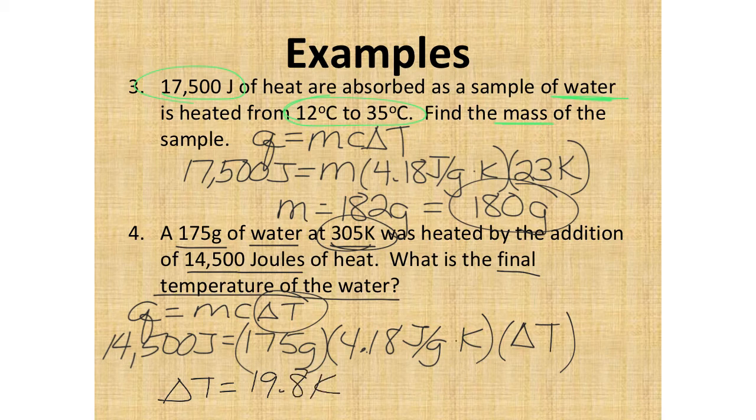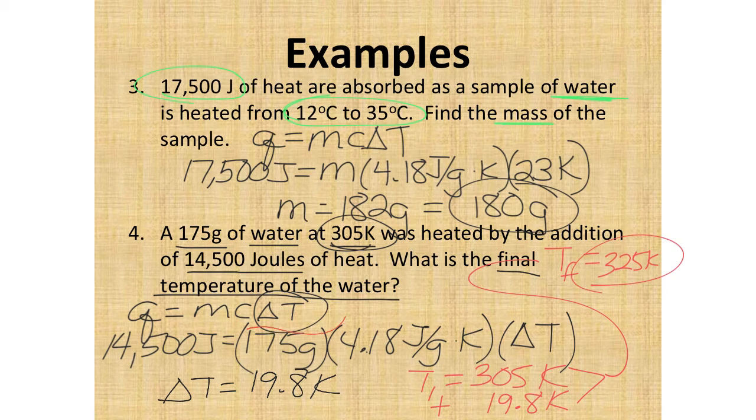So we put that all into our calculator, and that gives us a change in temperature of about 19.8 Kelvin. So T1, our original temperature was 305, and we heated it up by 19.8. We know our temperature is going to go up because we are heating it. Therefore, my final temperature would be 305 plus my change, so 324.8, which would round to 325. So again, we solve for our change in temperature, and then we added that to our original temperature. Had we been cooling our sample, then we would have subtracted it from the original temperature.